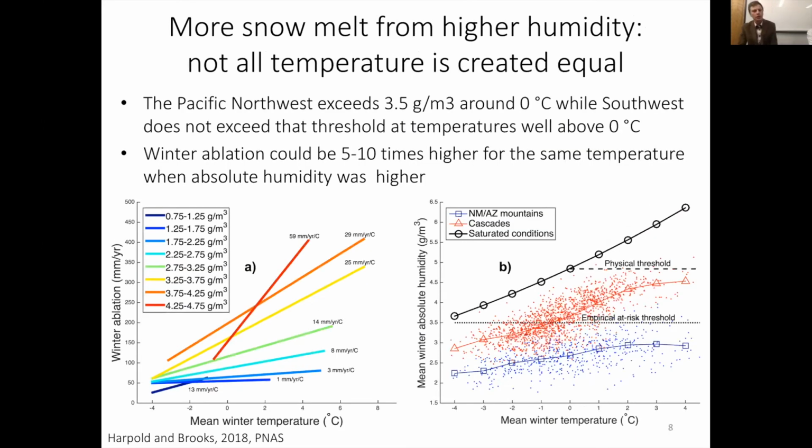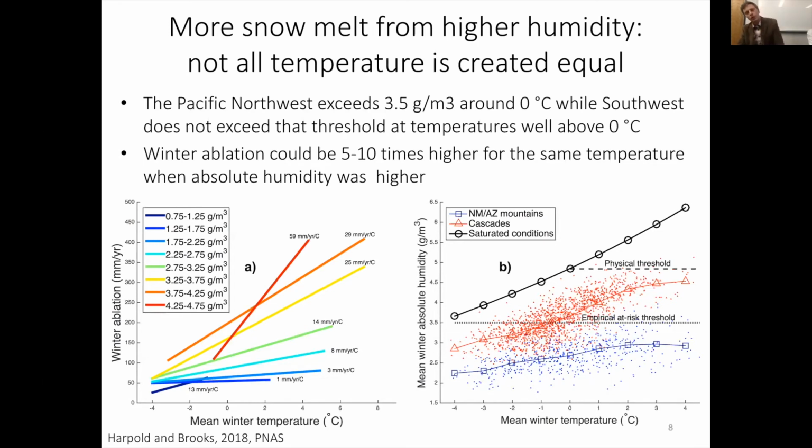And this is sort of another way to show that. On the left panel here, if you take all the site years and group them by humidity, going from cold colors to warm colors is going from low humidity to high humidity. As a function of temperature, you really see much higher winter ablation in more humid places for the same temperature. So that means, one, that you'll see more winter ablation for the same temperature, but two, that potentially they're more sensitive to increasing winter ablation from increasing temperature.